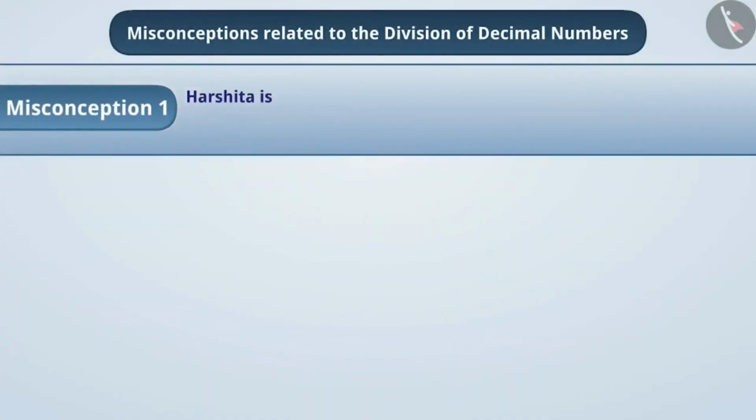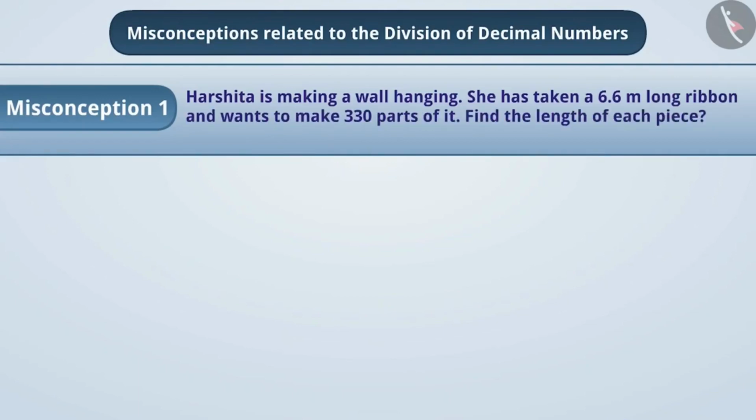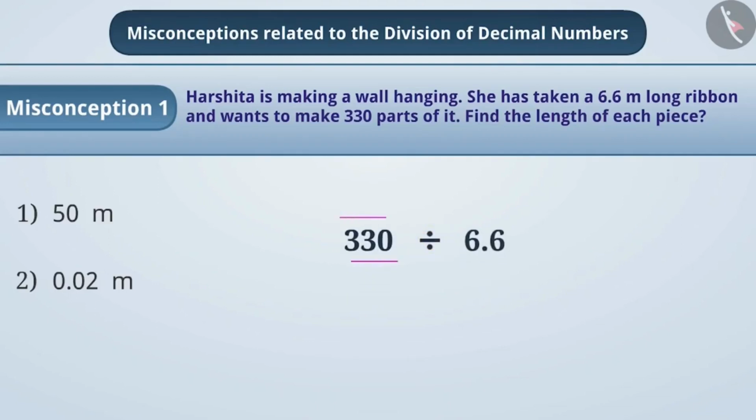Misconception 1. Harshita is making a wall hanging. She has taken a 6.6 meter long ribbon and she wants to make 330 parts of it. What would be the length of each piece? While dividing, students often have this misconception that larger numbers should be divided by smaller numbers. So they divide 330 by 6.6. This gives them the result 50, which is the wrong answer. Hence, option 1 is incorrect.